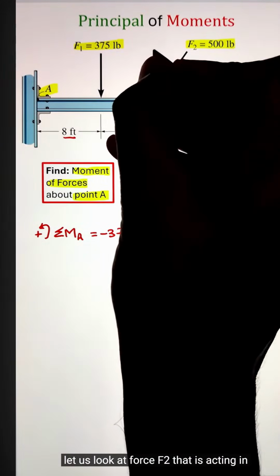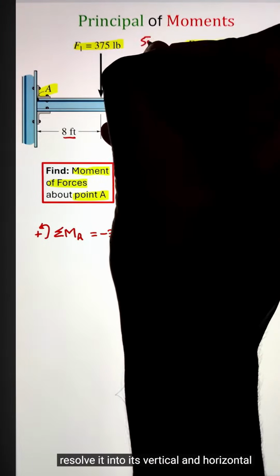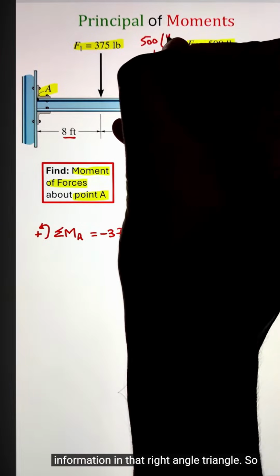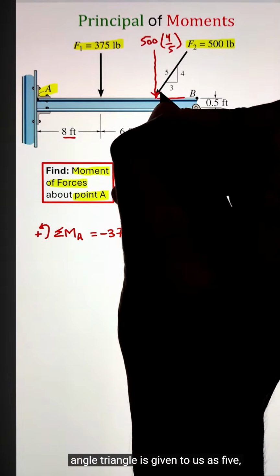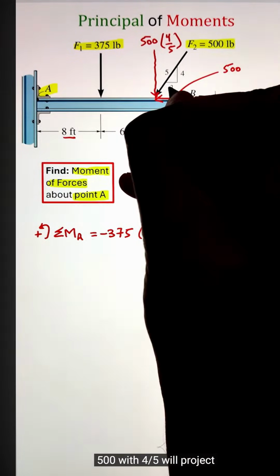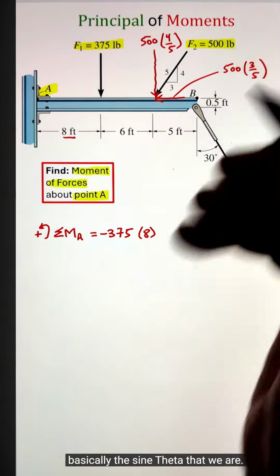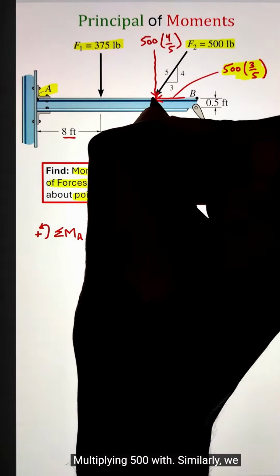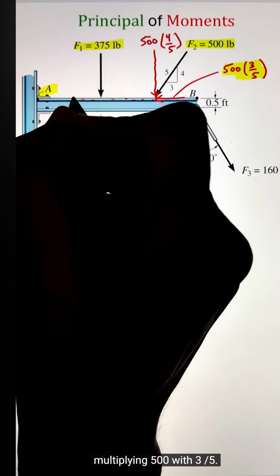Next, let us look at force F2 that is acting at an angle. So we can go ahead and first resolve it into its vertical and horizontal components. We can do that by utilizing the information in the right angle triangle. In this case, the hypotenuse of the right angle triangle is given to us as 5, whereas the opposite is 4. So multiplying 500 with 4/5 will project it along the vertical axis. This is basically the sine theta that we are multiplying 500 with. Similarly, we can project it along the horizontal axis by multiplying 500 with 3/5.